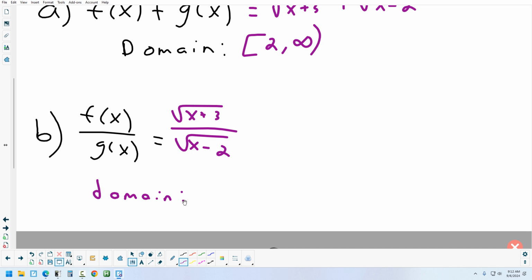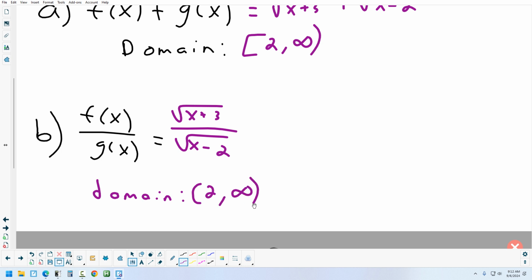Say it again. No, not 3 to infinity. No, you got to think real numbers. So you got to think like decimals and fractions too. Anything, yes, greater than 2.